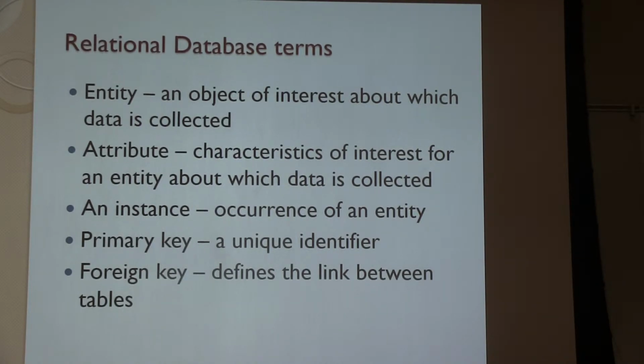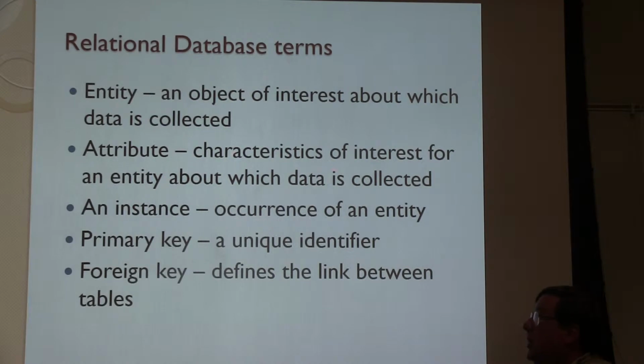So there's some terms, some language that we use when we're talking about databases that will help what I'm saying make sense. The first is an entity. An entity is an object of interest about which data is collected. Students would be entities. And professors, instructors would be entities. Products would be an entity. A customer would be an entity. What do we want to track information about?